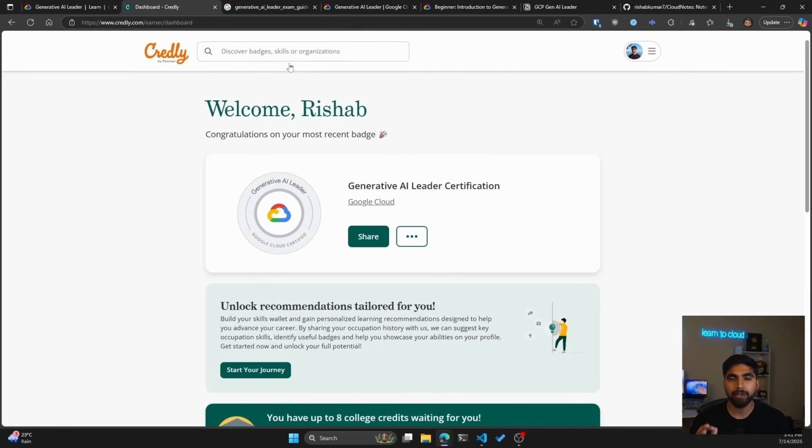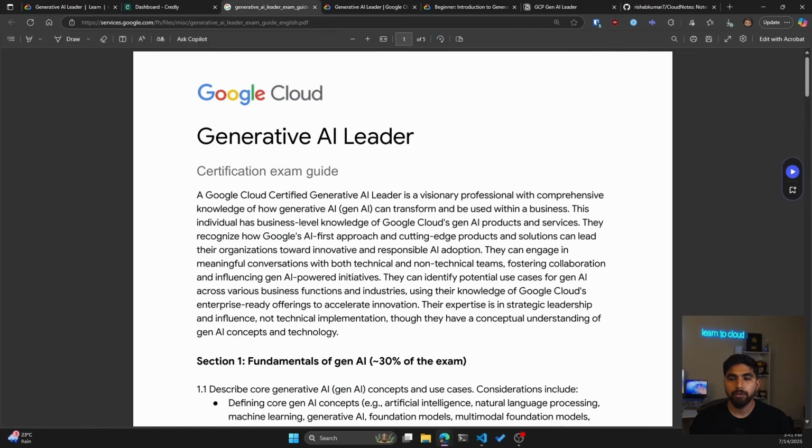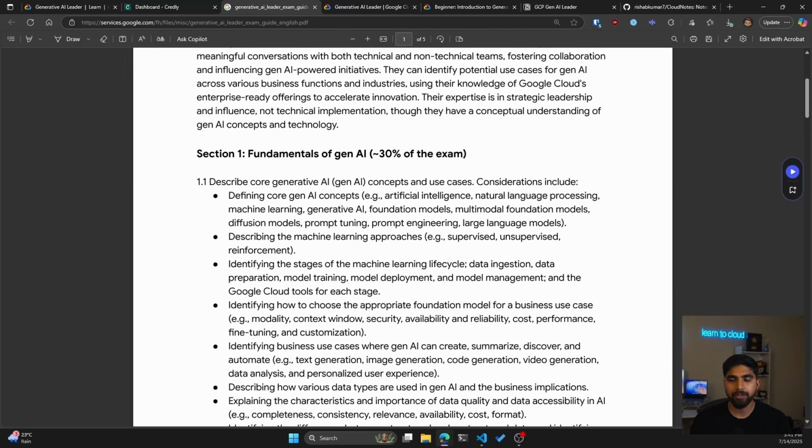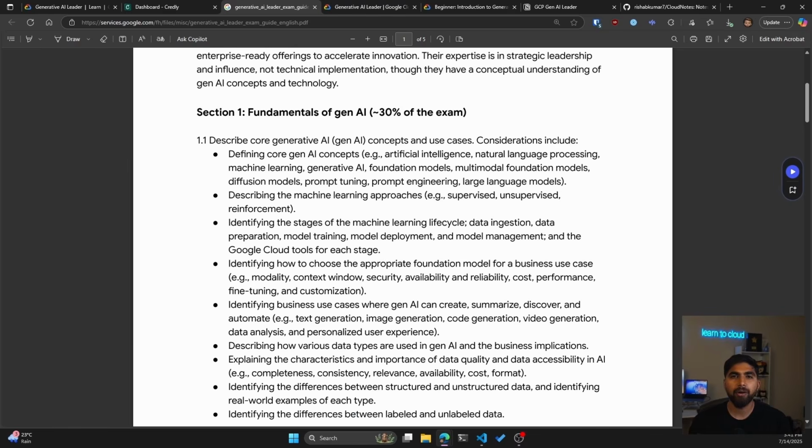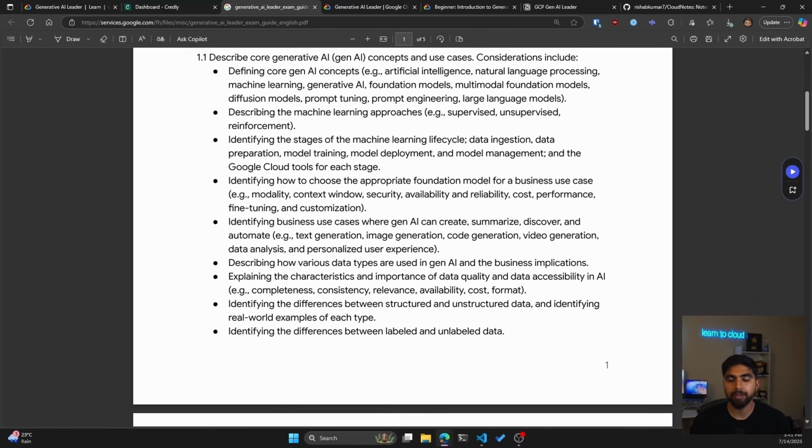And now let's look at the exam guide. So the official exam guide, as you can see, covers 4 sections and the weightage of those sections on the exam. So fundamentals of Gen AI covers about 30% of the exam itself. Now I won't be going through each section and what is covered, but I'll share the link to the guide.